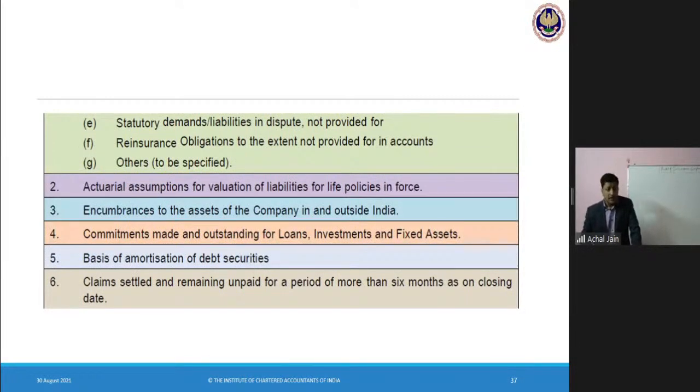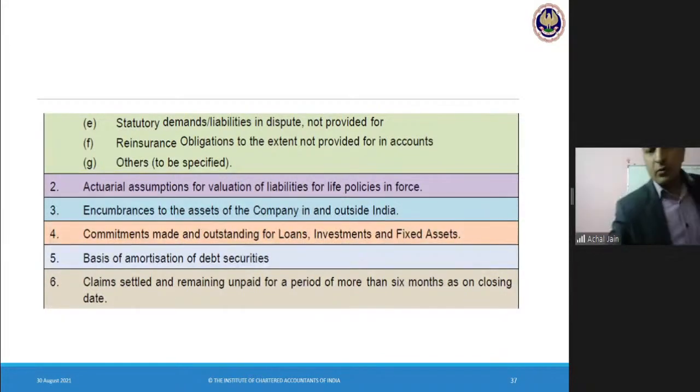Encumbrances to the assets of the company are required to be disclosed. Commitments, now this is one area which is similar. Whether you talk about encumbrances, or commitments for the outstanding amounts for the loans and investments, this is something which you'll see for any other company also. If the company has debt securities, then the basis of amortization, claims which have been settled, and the period for which they have been unpaid are required to be disclosed.